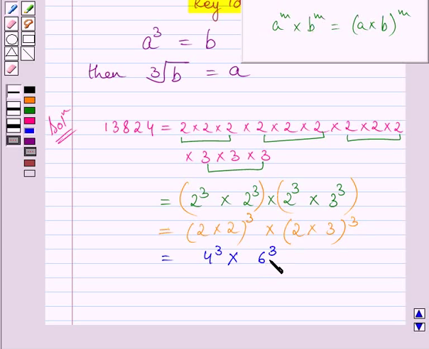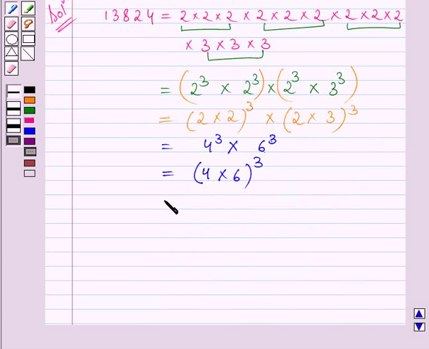Now we will apply the same law of exponents in these two terms. What do you see? Value of a is 4, value of b is 6 and value of m is 3. So, we can write this product as 4 multiplied by 6 whole raised to the power 3. Now 4 multiplied by 6 is 24. So, we can write 24 for 4 multiplied by 6 and this exponent 3 is as it is.